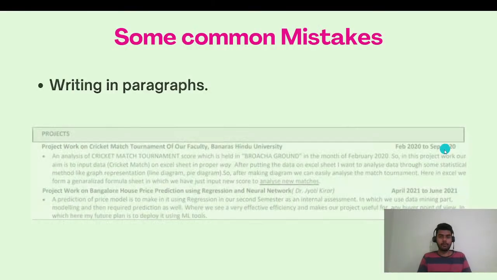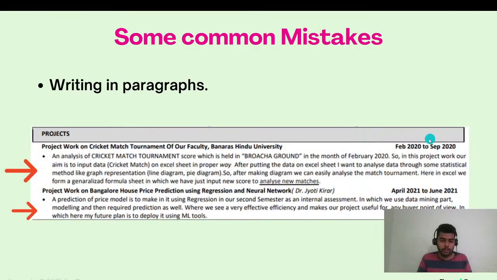Okay, so let me talk about some common mistakes. Whenever I used to review resumes, I took screenshots from real resumes, as you see here. The first common mistake is writing in paragraphs. Many people want to explain their project and internship, and they write everything in a paragraph, like a story, an analysis of cricket. No one is going to read this, so don't write any paragraph.